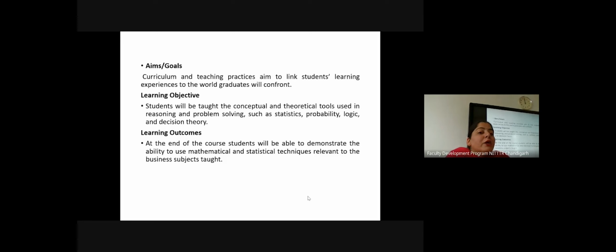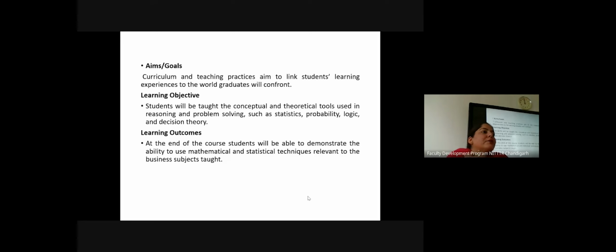Second is the learning objective. Say, for example, students will be taught the conceptual and theoretical tools used in reasoning and problem solving, such as statistics, probability, logic, and decision theory. So, for a technical student, when it comes to the development of logic and analytical ability, that is an essential requirement for any technical candidate.